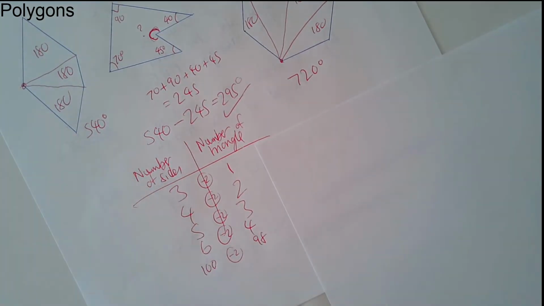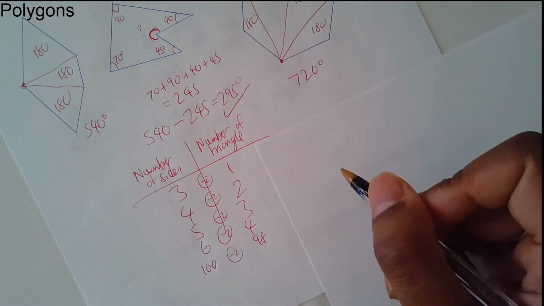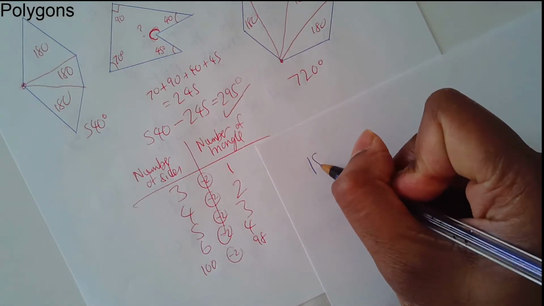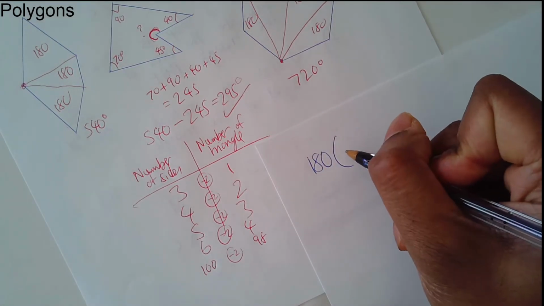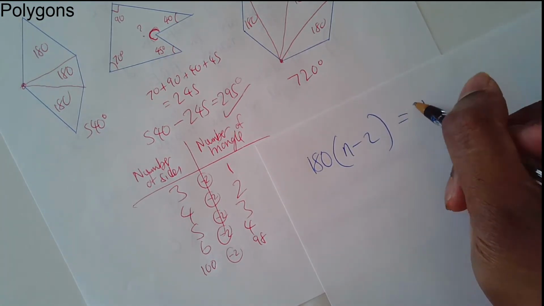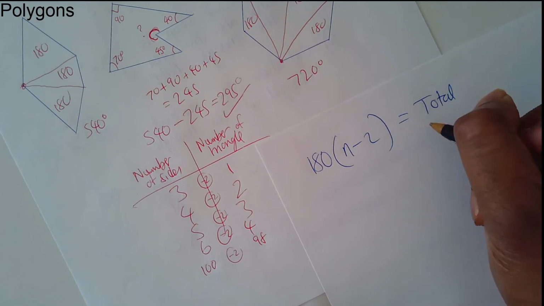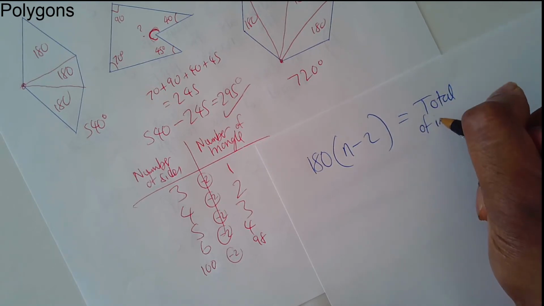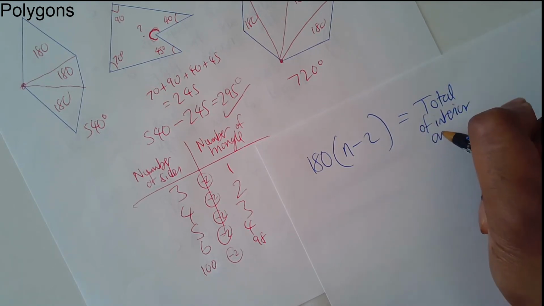So there is a formula connecting the number of sides of a shape and the total of the inside angles. The formula is 180 multiplied by n minus 2, where n represents the number of sides. That gives you the total of all the inside angles, the total of interior angles.